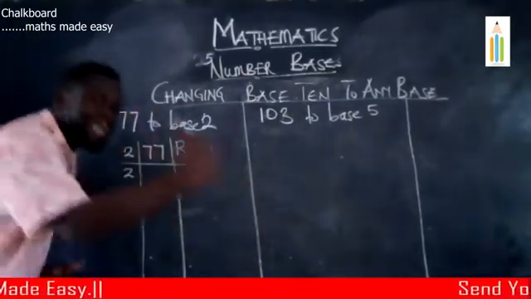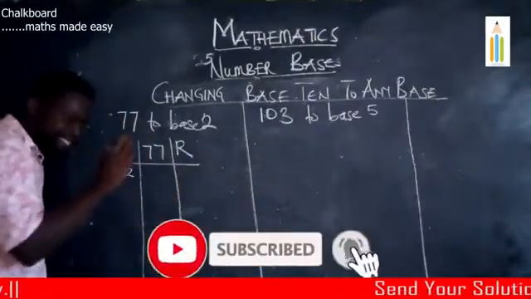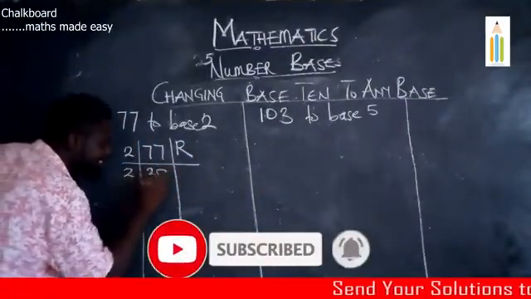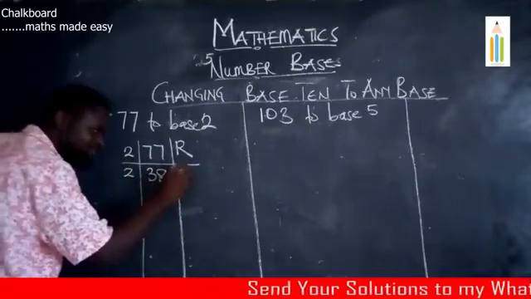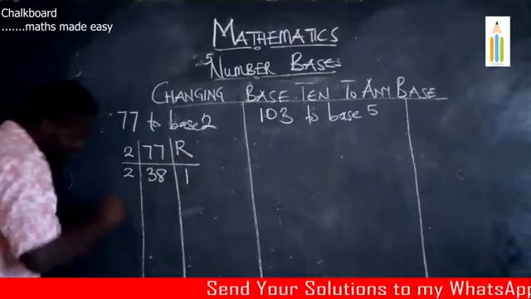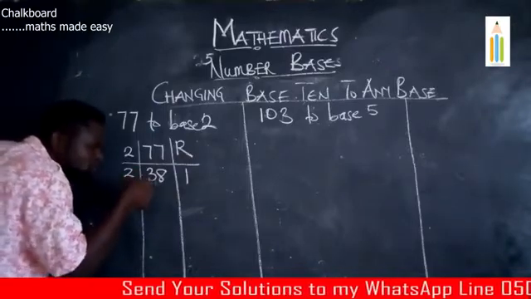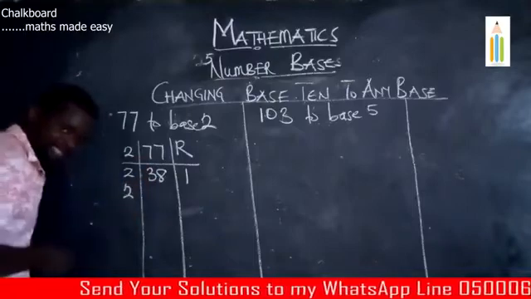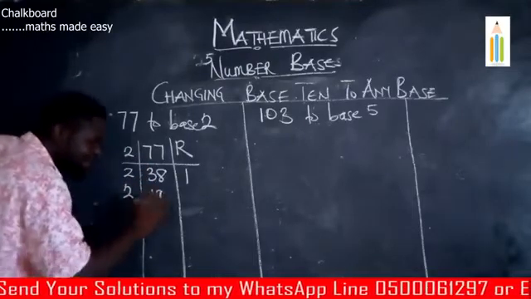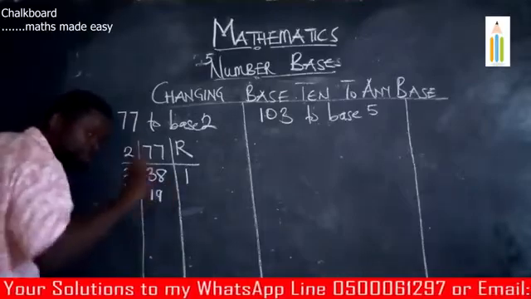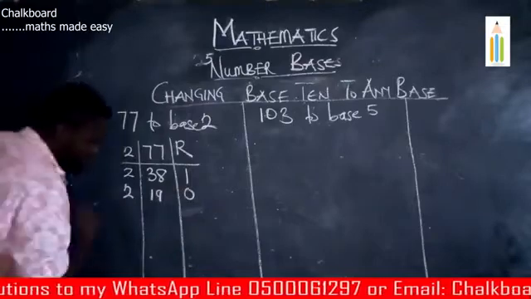Now we can see clearly that 2 times 38 gives us 76. Plus what will give you 77? So that is being the remainder 1. Now we come to the next step. 2 times what gives us 38? That is 19. So 2 times 19 gives us 38. But this one, it's 38, so there's no remainder. So remainder 0.